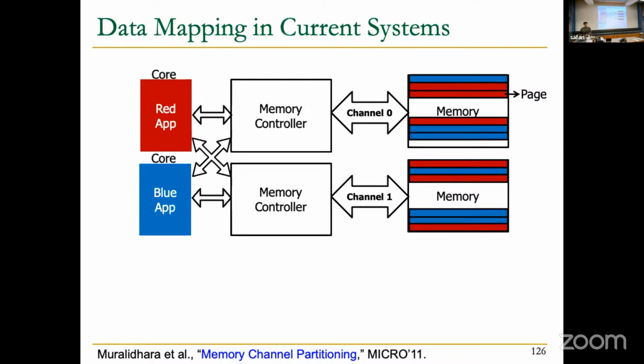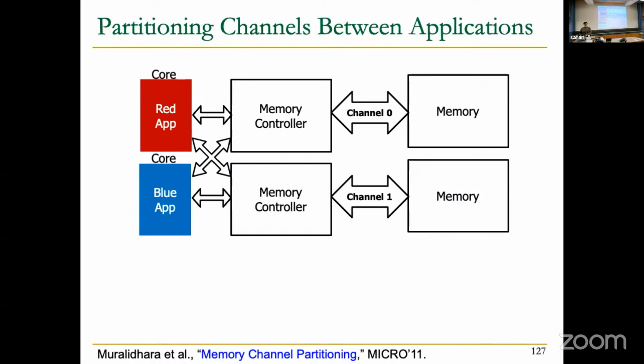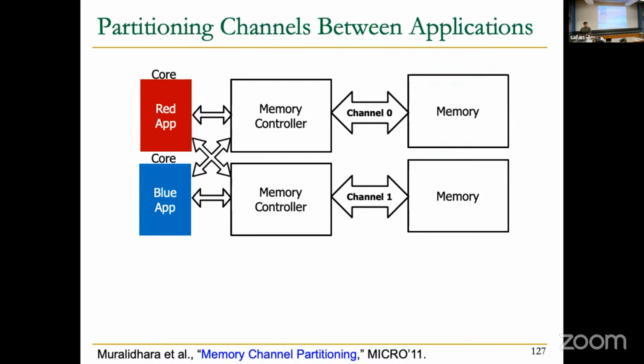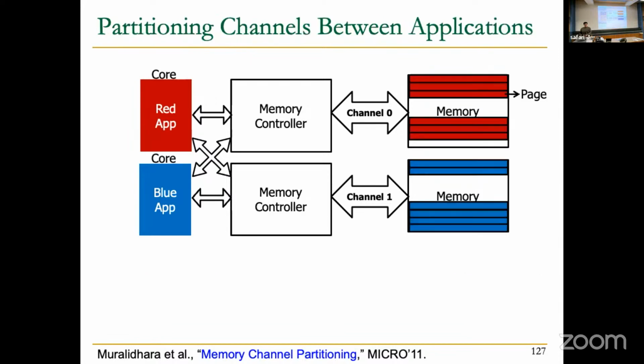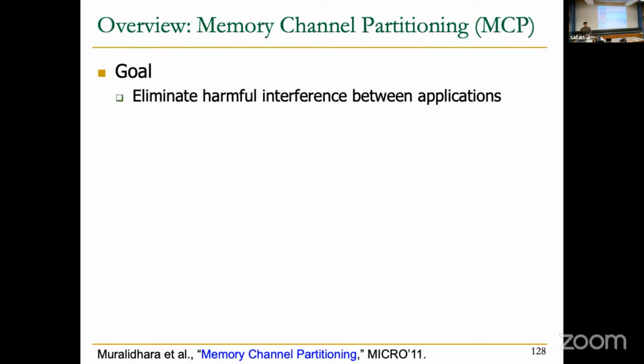programs? So here you have two applications running on the same system, and they're assigned to the same memory channel. Parts of their data are assigned to the same memory channel, so they're interfering with each other. You could split their data to channels, and there would be no interference, right? This is the key idea we're trying to make use of.